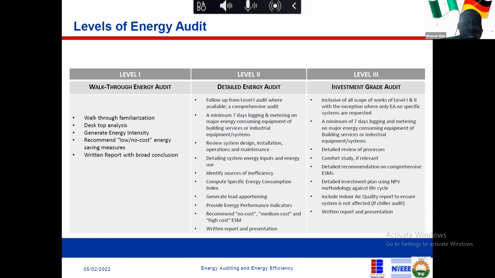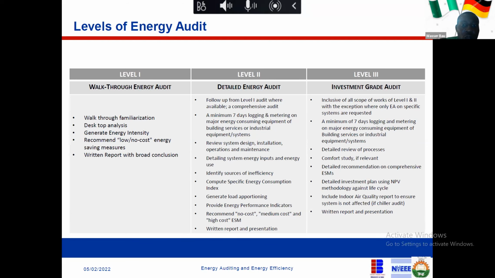Now, for the detailed energy audits, you simply follow up from the level 1 audits. But this time around, you're going to be comprehensive. You're going to do logging, you're going to do metering, you're going to do measurements. You're going to do a review of the designs of the place, of the installation. You're going to look at the operation and the maintenance. You're going to do a detailed energy load analysis. You're going to take time and identify areas where there are inefficiencies, where there are losses.